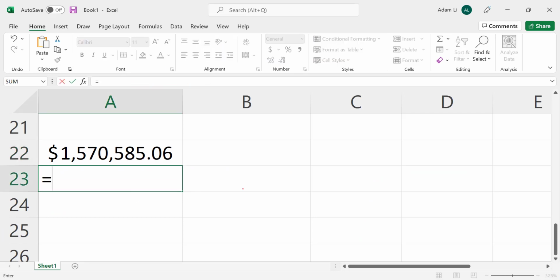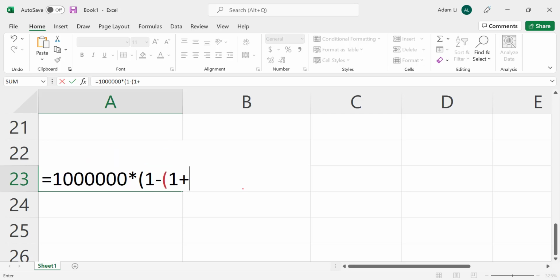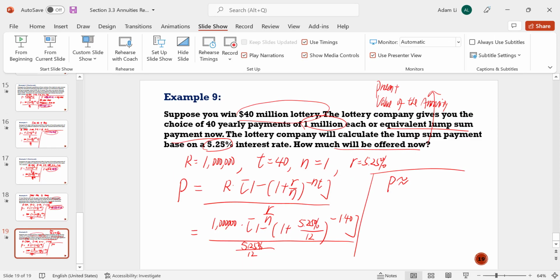So you win 40 million, but you're not necessarily getting 40 million, right? Because the company will use the time value of money and discount that money into the present value. That's why you don't end up with 40 million, unless you take the other option, getting 1 million per year for 40 years. But most people will choose the second option, getting an equivalent lump sum, because it just makes more sense.